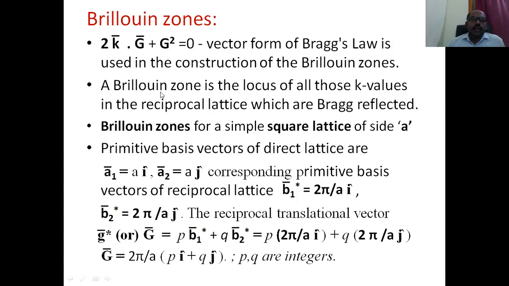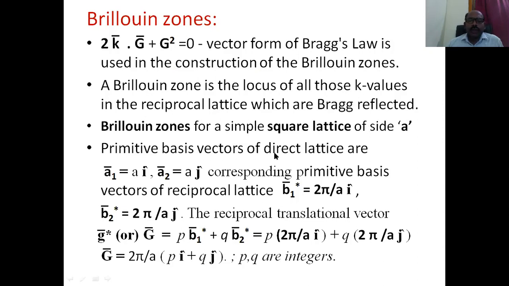So at these boundaries, Bragg reflection occurs. Brillouin zones for simple square lattice of side a. At first, we see the Brillouin zone of a square lattice of side a for better understanding. So here we are considering a square of side a.